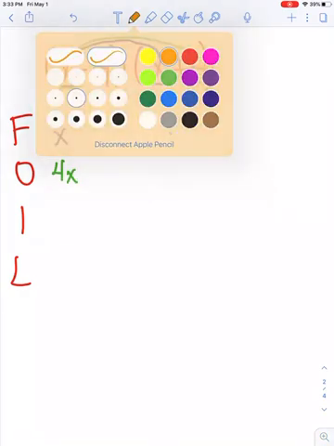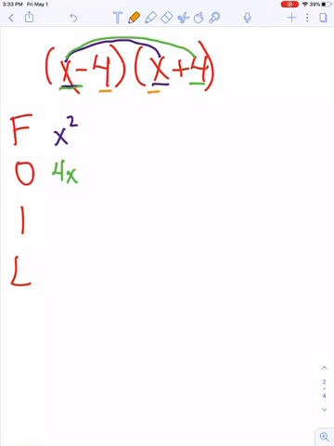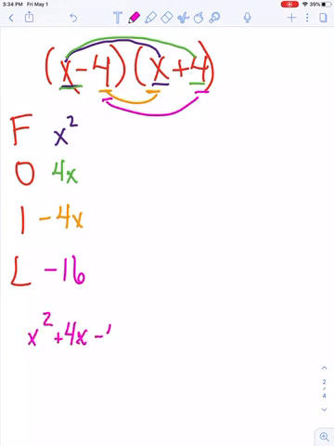What's on the inside of each set of parentheses? Well, these are my inside terms. So negative 4 times x is negative 4x. And then L stands for last. What's last in each set of parentheses? So I do negative 4 times a positive 4, which is negative 16. So then I can just write it. x squared plus 4x minus 4x minus 16. Combine my like terms: 4x taken away from a positive 4x is nothing, so I'm left with x squared minus 16.